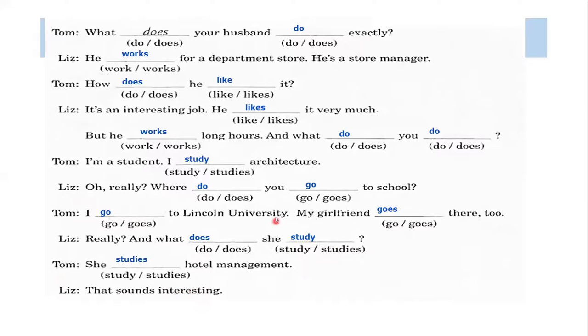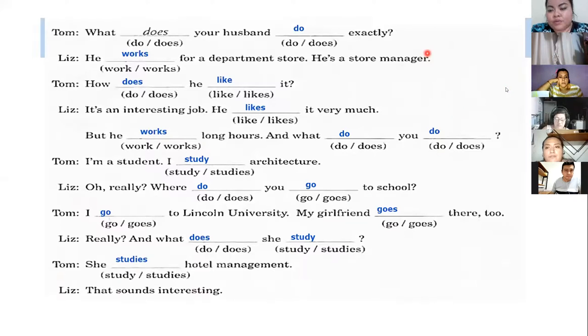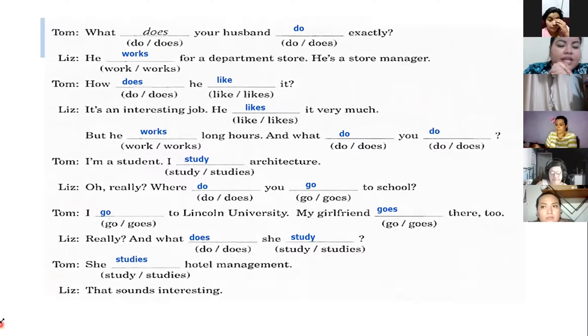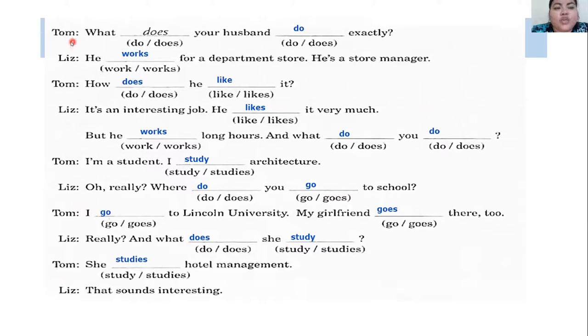Okay. Now, we are going to have two people, right? We don't have much time. No tenemos mucho tiempo, así que vamos a escoger dos personas that are going to help us. Thank you so much, Jessica. And thank you so much, Karina. Gracias por voluntariarse. Thank you. So, Karina, you are Tom. Jessica, you are Liz. But Jessica, speak up, okay? Hable fuerte. Speak louder.